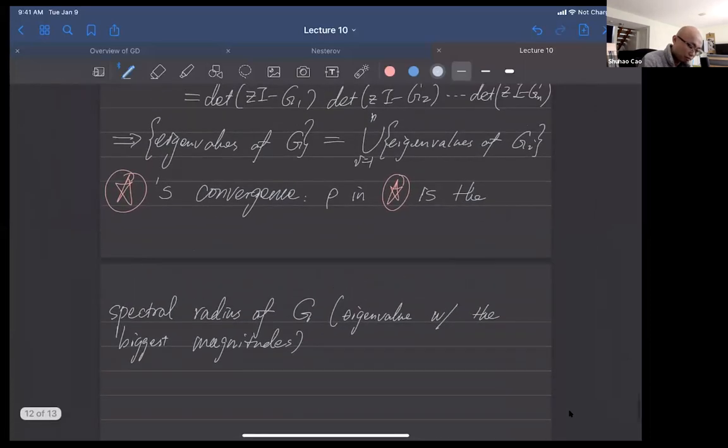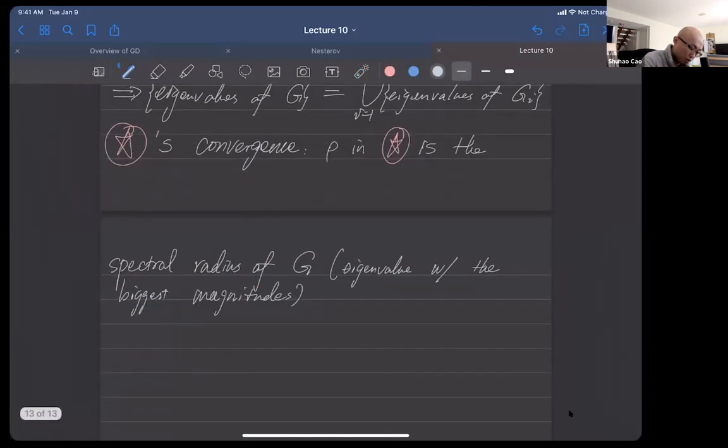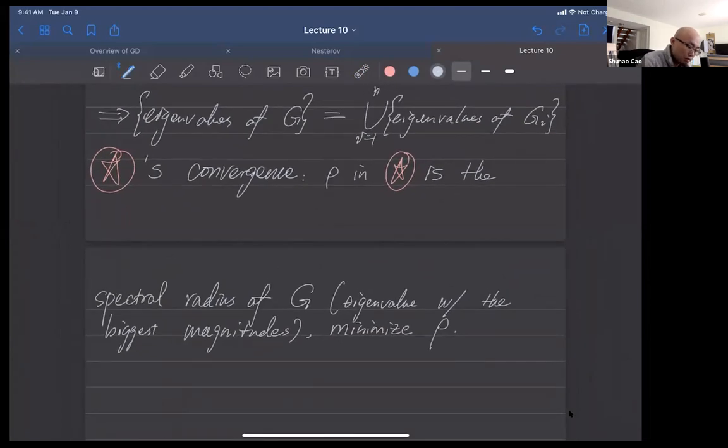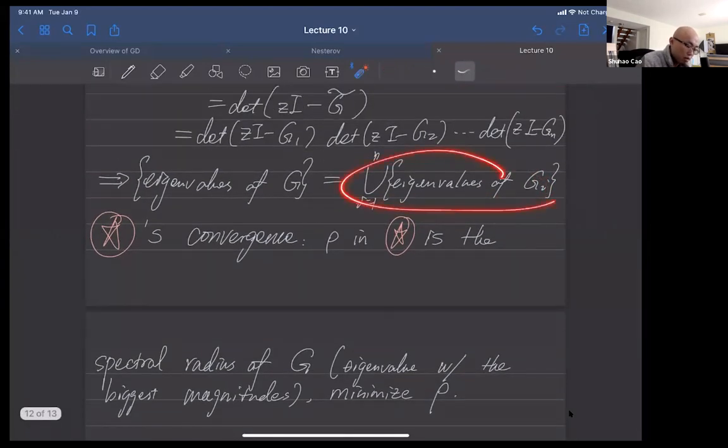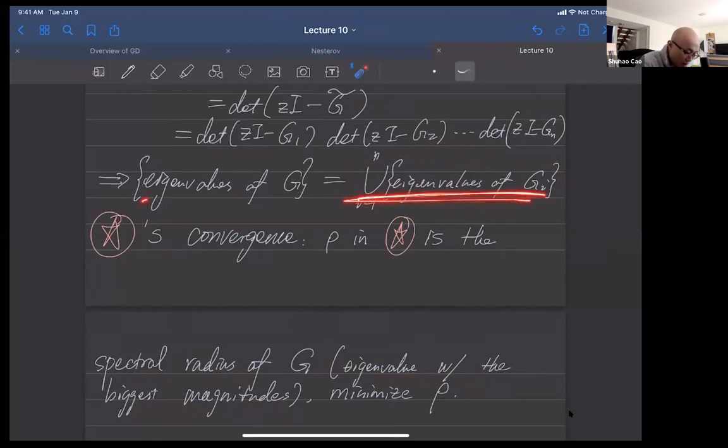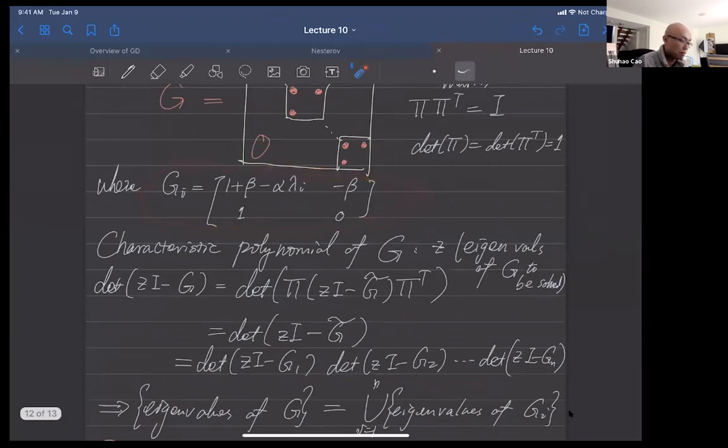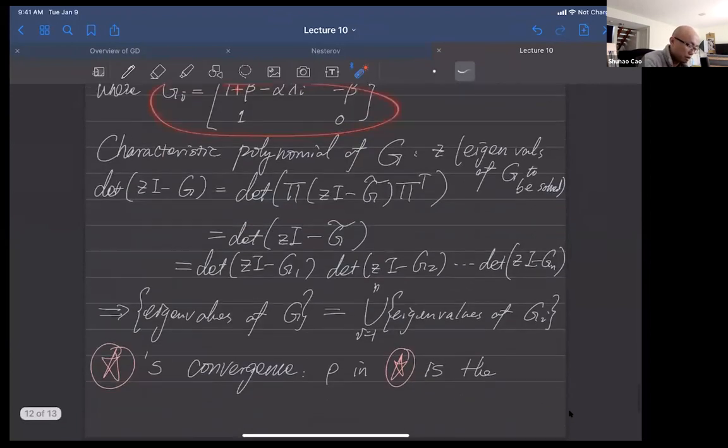So rho is the spectral radius of G, and what we want to do is minimize rho. We want to make rho as small as possible, as close to zero as possible, so that we have fast convergence. We know that rho is the spectral radius of G, essentially the eigenvalue of maximum magnitude, and that the eigenvalues of G are a collection of the eigenvalues of each of these small matrices. So we just solve for the eigenvalues of the Gi's. Now let's do it.